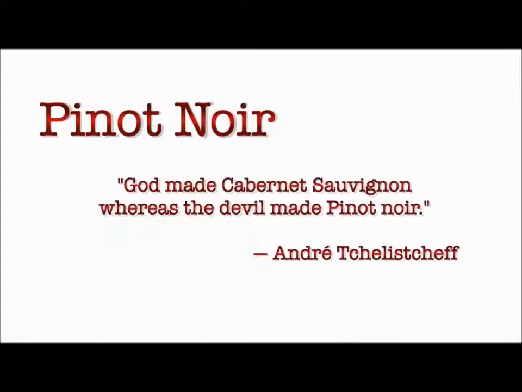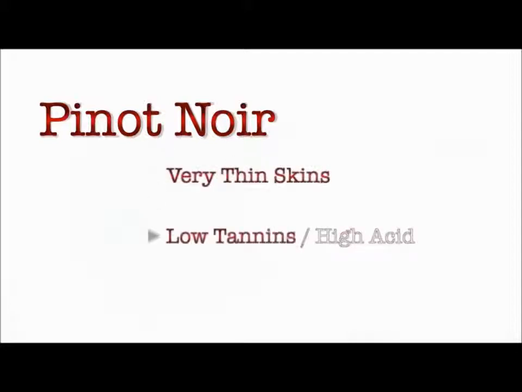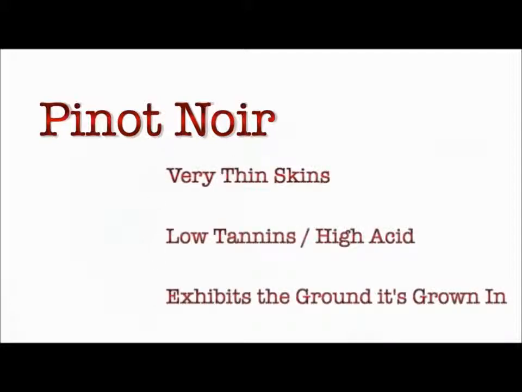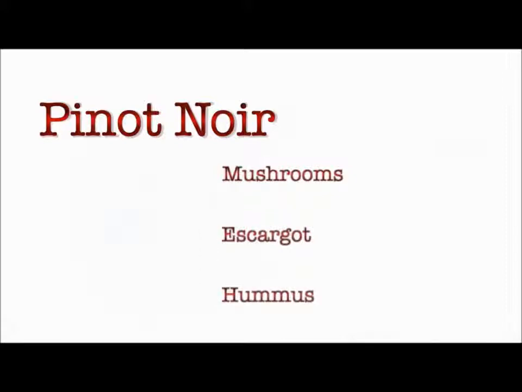And one varietal to talk about at the end of this video that steps somewhat out of the boundaries of the elements is Pinot Noir. And what's going on with the Pinot Noir is it has very thin skins, so it has low tannin, but high acidity. But here's the thing, because of the thin skins, it cannot help but exhibit the ground that it's grown in. So Pinot Noirs can be structured to have an earthy quality. So then when you pair food with it, think about food that are basically exhibiting earthy qualities such as mushrooms, escargot, and hummus.